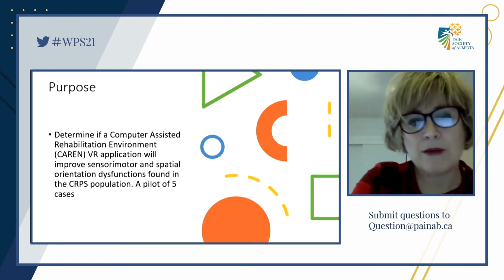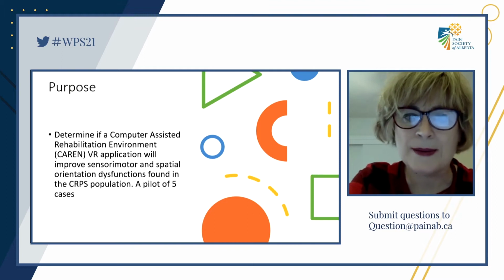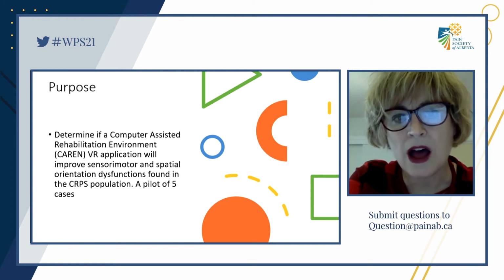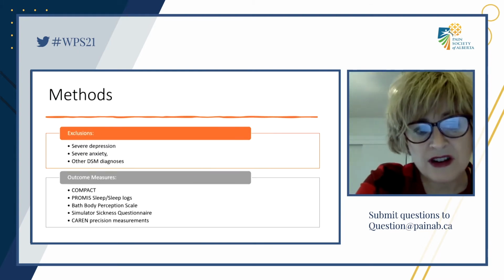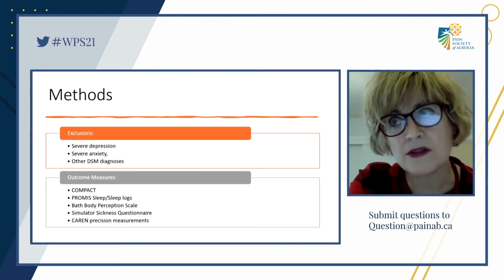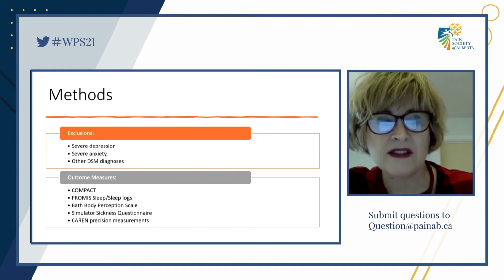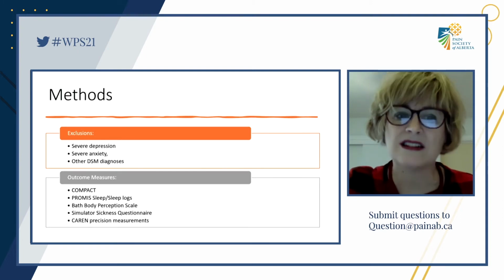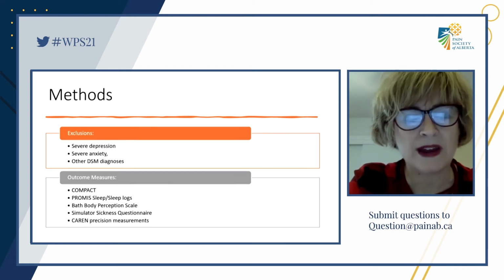So our purpose is our pilot project of 5 cases, and yes, it is just 5 cases, but the CRPS population is hard to get enough patients, and not just enough, but those that are suitable to put into a research program. So our exclusions were severe depression and severe anxiety, and only severe because most patients with CRPS tend to exhibit signs of depression and anxiety. We've also excluded the other DSM diagnoses, such as bipolar. And we actually see a fair amount of CRPS patients with other diagnoses. So it has been a task to get enough patients to enter into this pilot, as well as we started it just before COVID, which was a bit of a disaster.